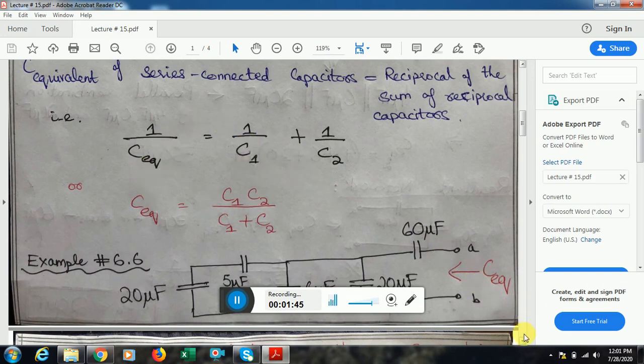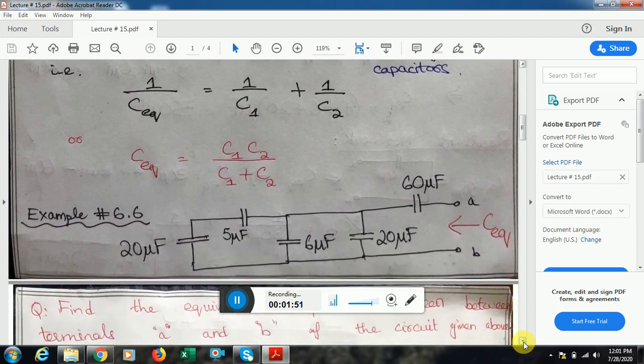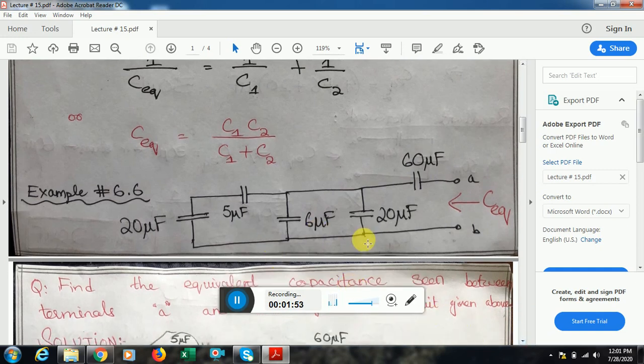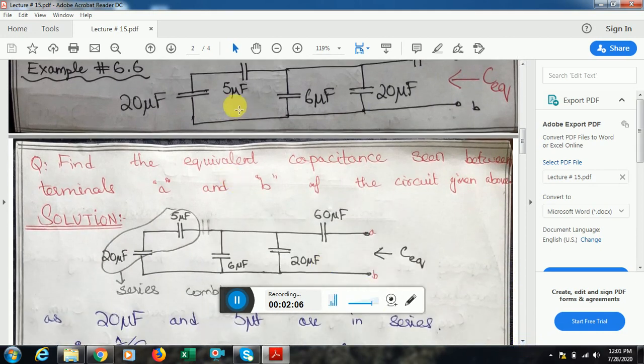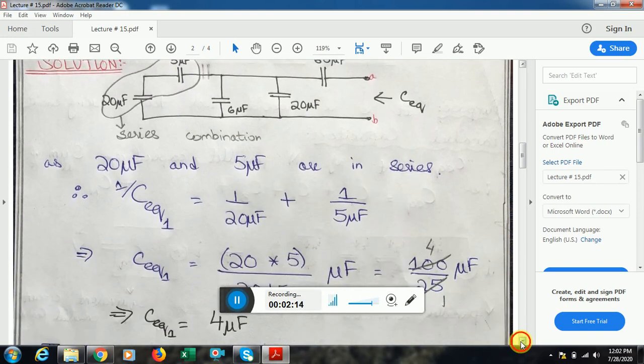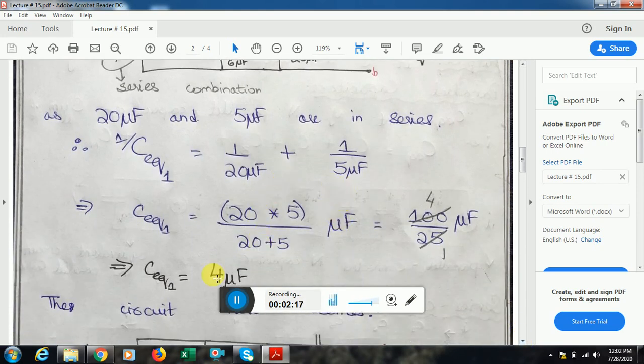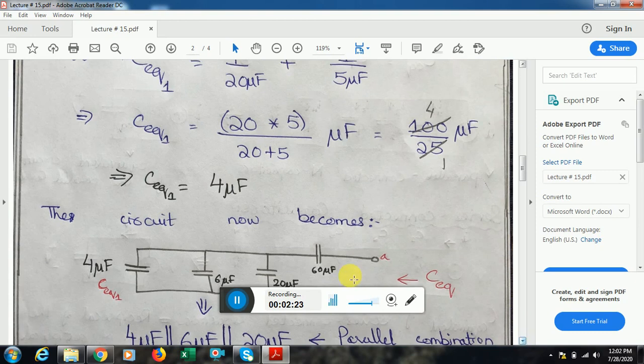In order to further understand this concept of series and parallel, we will attempt example number 6.5. Here we have a number of capacitors between the terminals A and B, and we have to find the equivalent capacitance provided to terminals A and B. First, we see that these two are in series. By taking the series equivalent of this 20 microfarad and 5 microfarad, following simple mathematics, we get C equivalent one as 4 microfarad. Now we replace the combination of 20 and 5 with 4 microfarad, and the remaining circuit is the same.